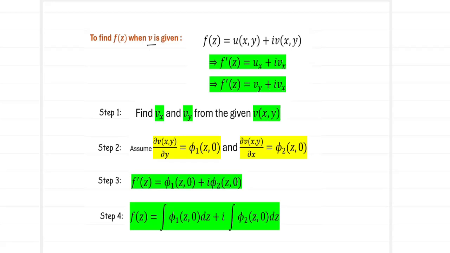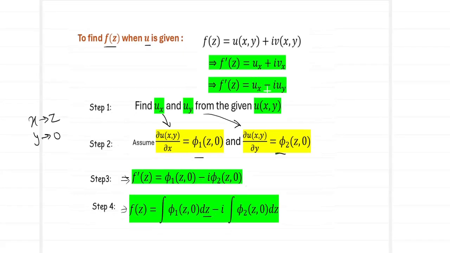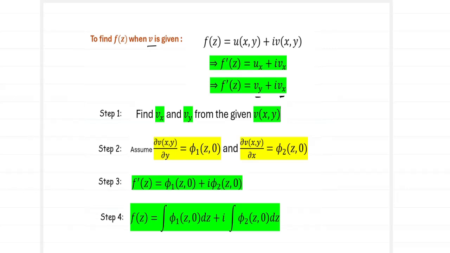You can notice that the derivative is first taken with respect to y and then with respect to x, rather than that of your u, where first it was with respect to x and then with respect to y. And the second thing to observe is when u is given, there is going to be a negative sign in the center, and when v is given, we have a positive sign in the center. So now for the given v, we found the derivative first vy and then vx, so that vy corresponds to my phi1 and vx corresponds to my phi2.